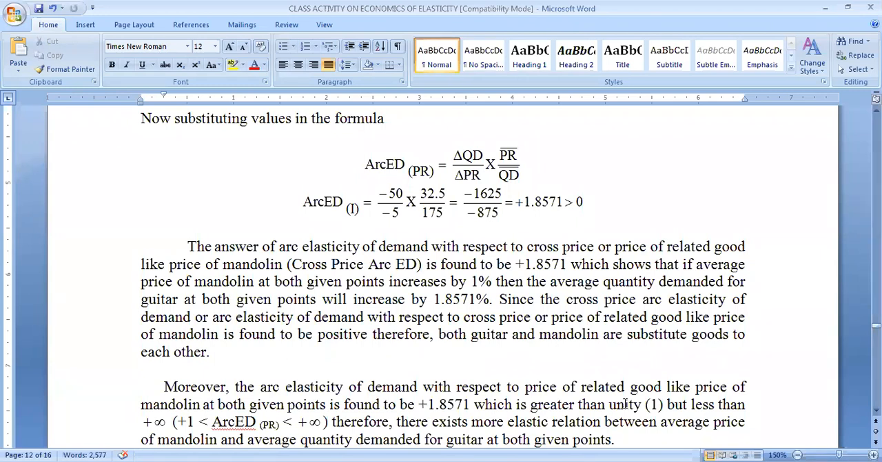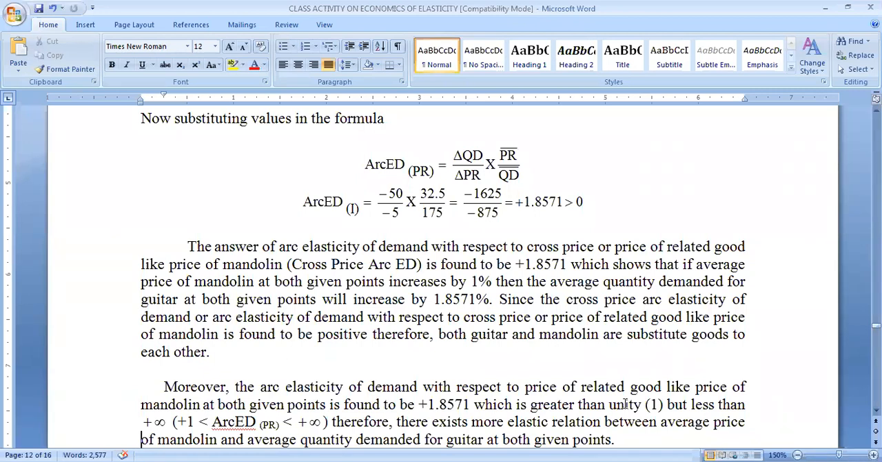And when you multiply negative with negative, the answer should be positive. So the answer we have obtained is plus 1.8571. Therefore, the answer of arc elasticity of demand with respect to cross price or price of related good like price of Madeline is found to be plus 1.8571, which shows that if average price of Madeline at both given points increases by 1%, then average quantity demanded for guitar at both points will increase by 1.8571%, right?